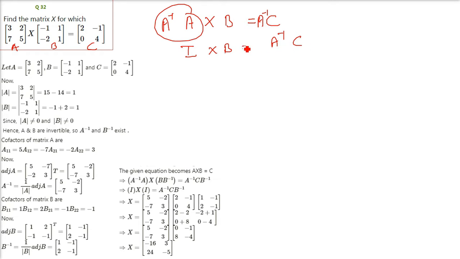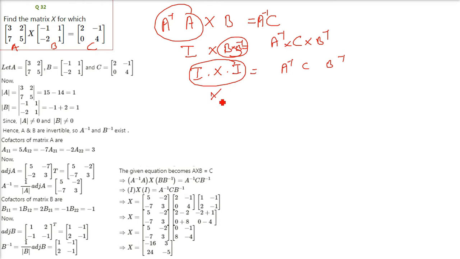Now let us multiply both sides on the right hand side by B inverse. So this B inverse is going to give identity again. Identity multiplied by any element will return the same element or same matrix. So I and X will give you X only. This is the property we discussed already. And on the right hand side we have A inverse, C and B inverse. So X is equal to A inverse C B inverse.